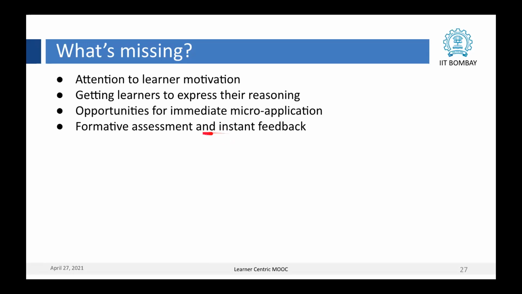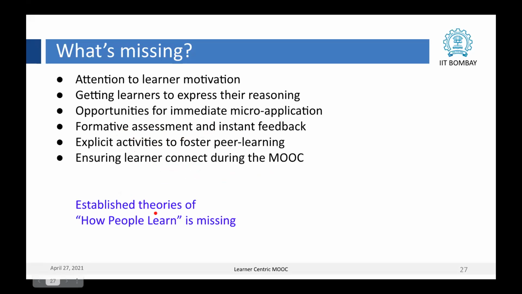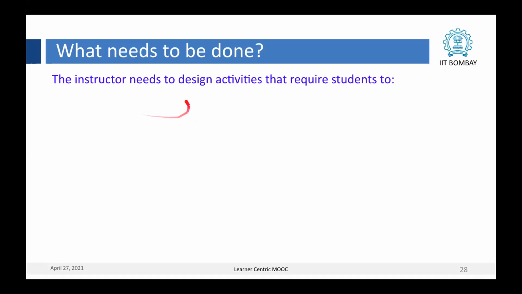Then formative assessment and instant feedback could be missing, which are the things we were discussing a few minutes back. Then specific, explicit activities of peer learning could be missing. It could also be missing how you can ensure the learner connects during the MOOC. Again, the theories of how people learn could be missing. So these are the possible things that could be missing. So what needs to be done to avoid these things in a learner-centric MOOC? The instructor or teacher needs to design activities that require students to do immediate practice.